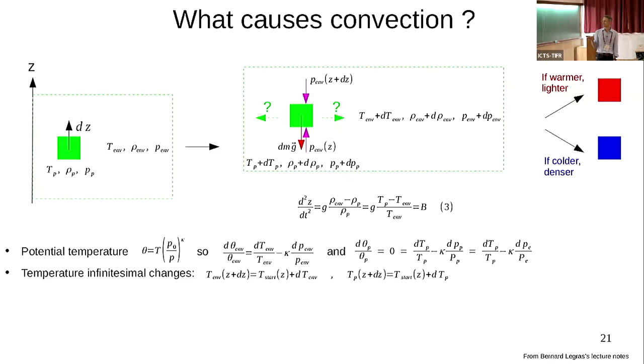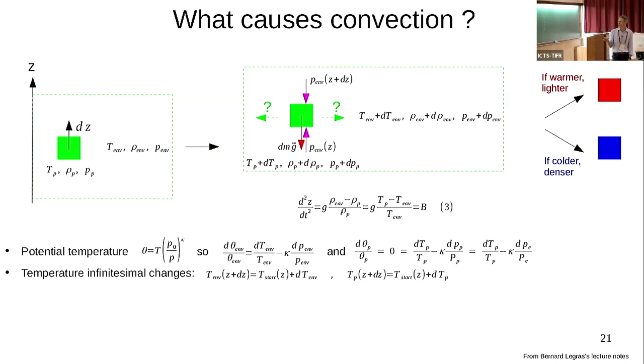So this is 0. And if you consider the small changes of temperature, the temperature of the environment at Z plus dZ, once I have displaced it, is just the temperature of the start plus a little change. You can do the same for the parcel. The temperature of the parcel at Z plus dZ is the temperature of the start plus a little difference, dTp. So you have two differences, dTp and dT environment. What you want to know is the difference between these two: Tp minus T environment.